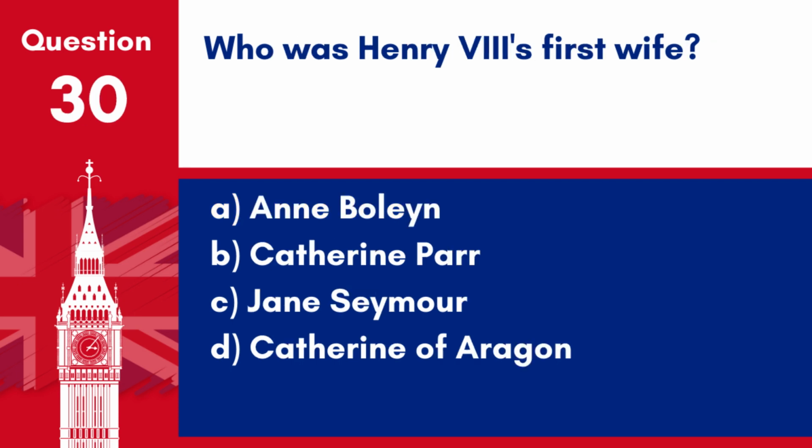Question 30. Who was Henry VIII's first wife? A. Anne Boleyn. B. Catherine Parr. C. Jane Seymour. D. Catherine of Aragon. Answer D. Catherine of Aragon. Catherine of Aragon was the first wife of Henry VIII.